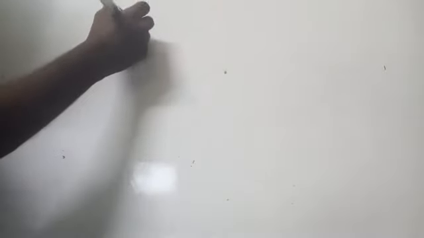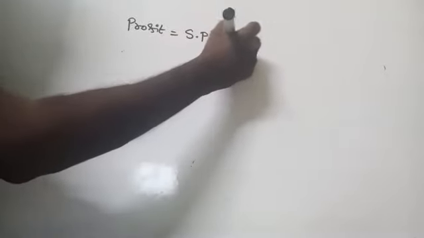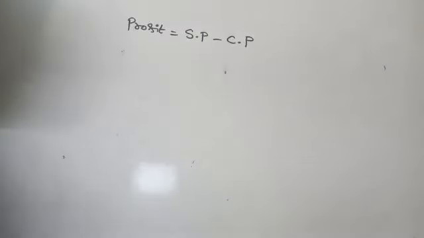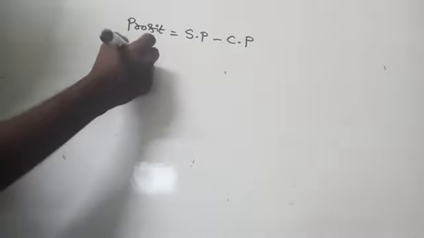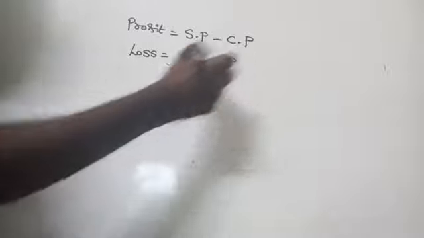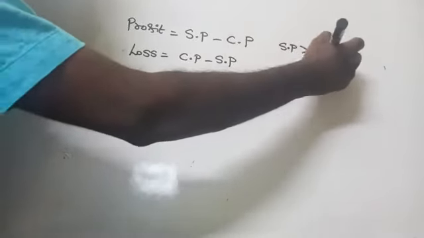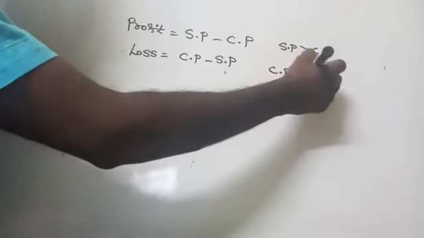Today I will give some formulas. I think I already gave them, but anyway I will give them one more time. Profit is equal to selling price minus cost price. SP means selling price, CP means cost price. Then loss is equal to cost price minus selling price. Here, in profit, the selling price will be greater than the cost price. Here, in loss, the cost price is greater than the selling price.